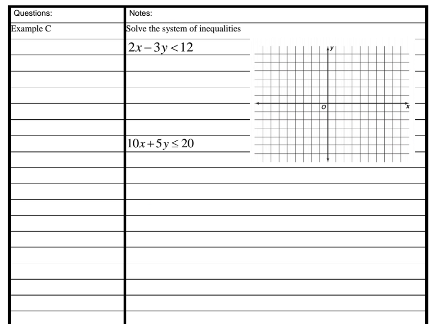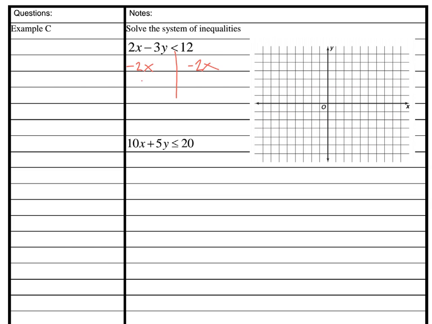Example C, solve this system of inequalities. So for this one, I have 2x minus 3y is less than 12. It would be a whole lot easier to graph this if I had the y by itself. So we're going to go ahead and manipulate this a little bit and get y by itself. So we're just going to solve the inequality for y. So I draw my line down, and I want to get rid of this 2x. So I have subtract 2x on both sides.